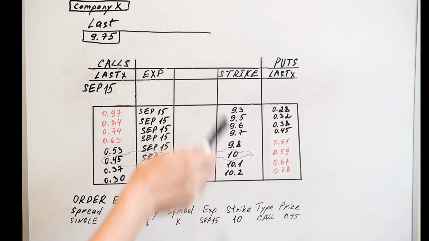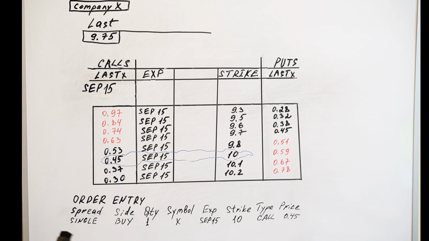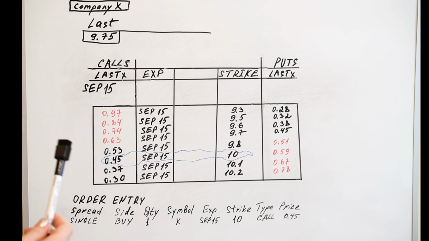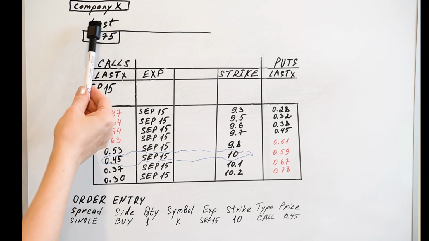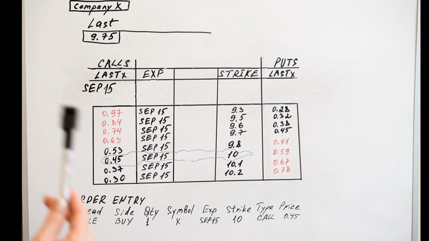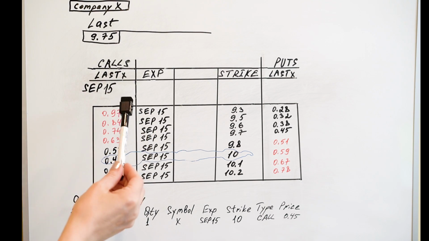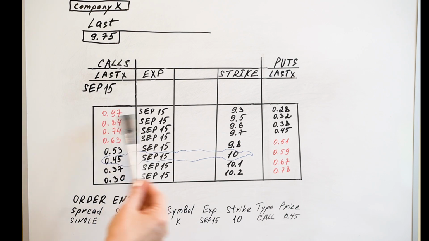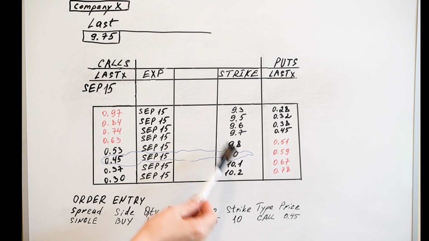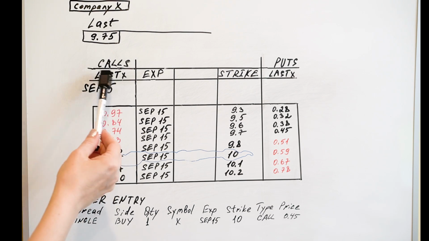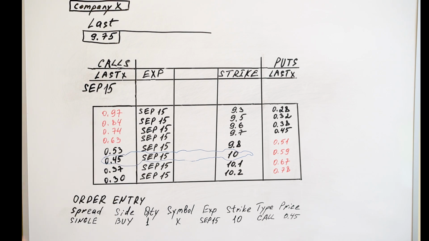This is the imitation of the broker's platform I prepared for you. Actually, it's part of it. This is the last price here. It's a company X, I just call it so for simplicity purposes. Let's say the current price is 9.75. On the left side are call contracts, and on the right side are put option contracts.